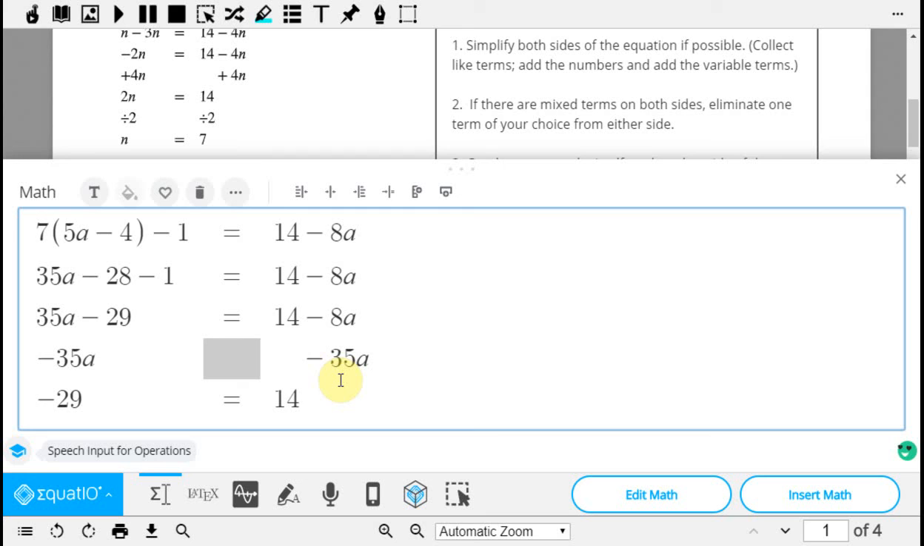So really, we're getting more negative. We have 8 negatives and 35 negatives, basically. That's 43 negatives, or negative 43a.